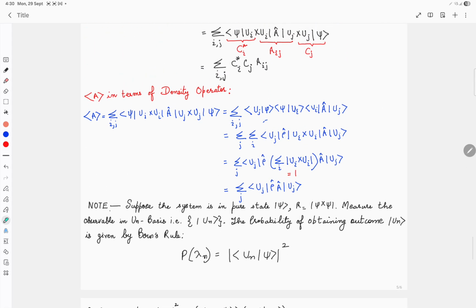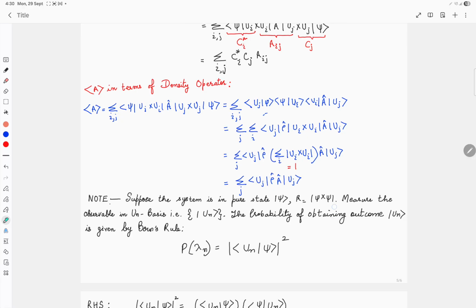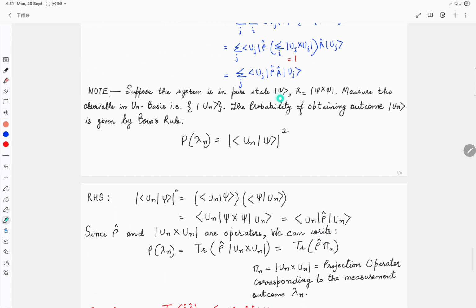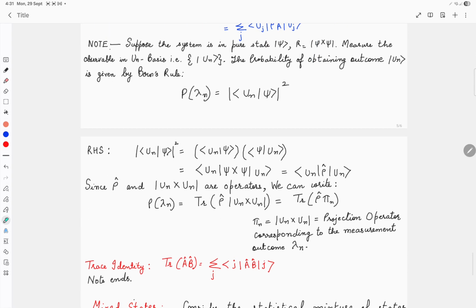Actually, this expression will be used here. This is the expression where, when we try to calculate the expectation value, we can prove it equal to this sigma j and uj with two operators. Now if this expression is there, then we can use the trace identity to put it in terms of this expression, which is trace of rho and pi n. Pi n is the outer product of un. We basically use this trace identity to express the expectation value in terms of the trace expression.